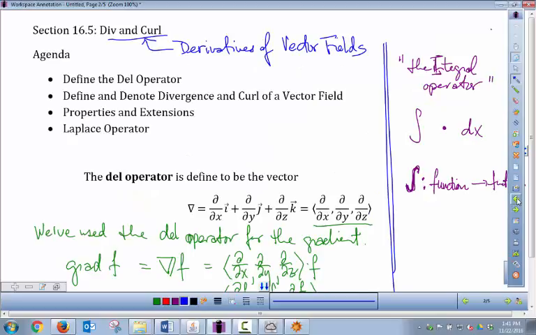Not quite. The del operator is nothing until you apply it to something. If you apply the del operator to a scalar, then you get the gradient. If you apply the del operator to a vector, there are two ways to do that. One way is to take the dot, and that's where you get the div, and the other way is to take the cross, and that's when you get the curl. Okay, so I guess we could try to summarize that.